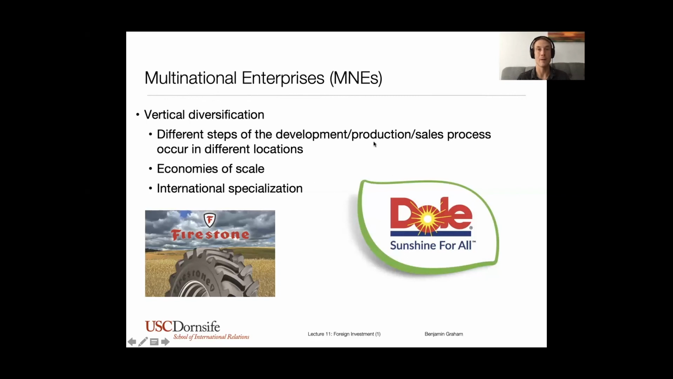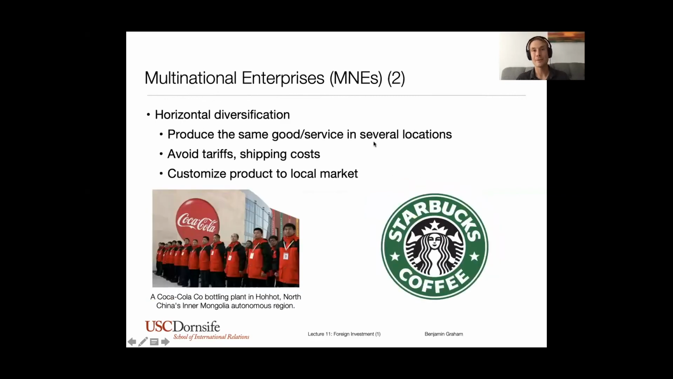Horizontal diversification is where a multinational firm is, again, doing things in different countries, but doing the same thing in each country, right? So market-seeking FDI often takes this horizontal form, right? Where you're producing the same good or service in several locations, but you're either avoiding tariffs and shipping costs, like that's an important reason to do this.